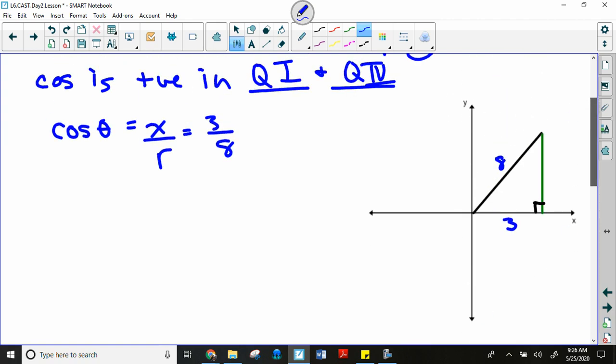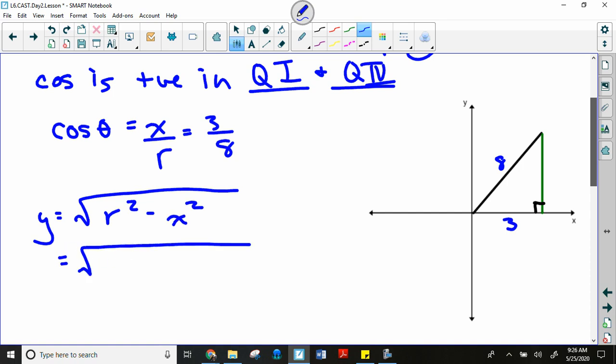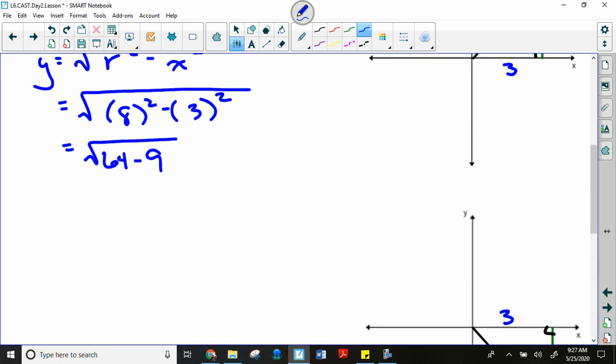So a little bit of Pythagorean goodness here. We're going to find our y values. So we're going to take the square root of the radius squared. We're going to subtract the x squared from that. Square root of 8 squared minus 3 squared equals square root of 64 minus 9, which is 55, square root of 55. Can I break that down? I don't think so. 5 comes out of that, 11 comes out of that, nothing else. We can't simplify that.